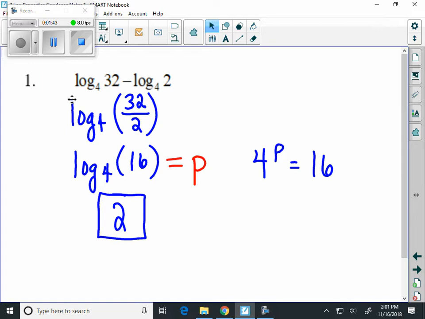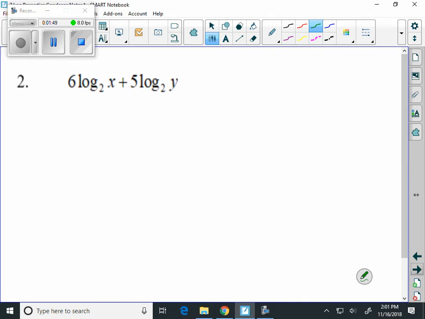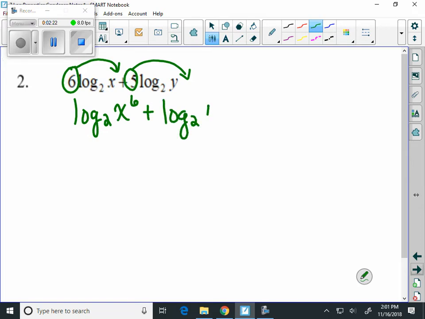So there's our first example, and it probably takes a couple of examples to figure out what's going on. But when we look at these problems, the first thing that we look for is, do we have a number in front of a logarithm? On this particular problem, we've got a number in front here, and we have a number in front here. And when we have a number in front of the logarithm, we're going to use the power property, which says that we can take this 6 and write it as an exponent, and we can take this 5 and write it as an exponent. And this is going to become log base 2 of x to the 6th plus log base 2 of y to the 5th.